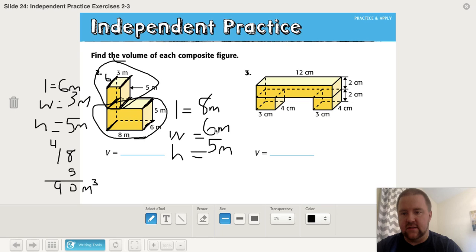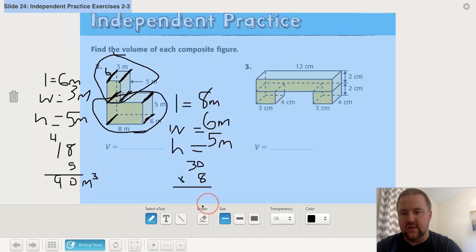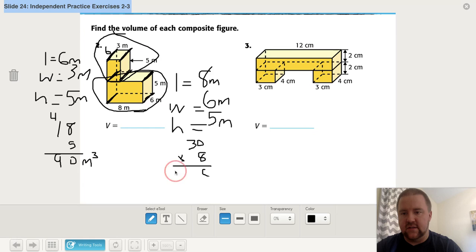And then this one I would do 6 times 5 is 30. And then multiply that by 8 just because that's easier for me. Remember, you can multiply them in any order. So 30 times 8 would be 240.